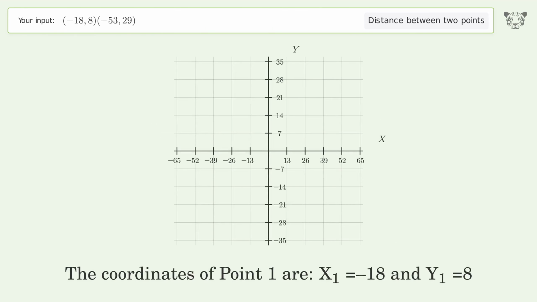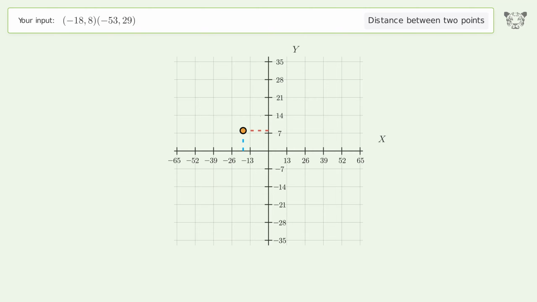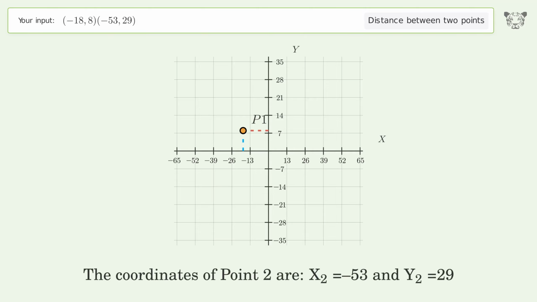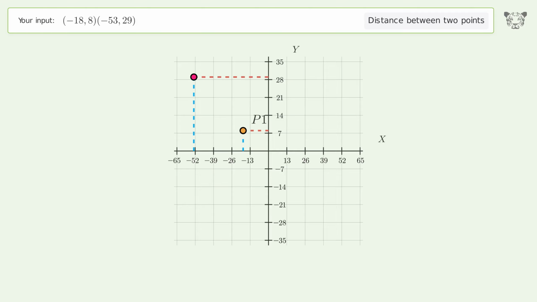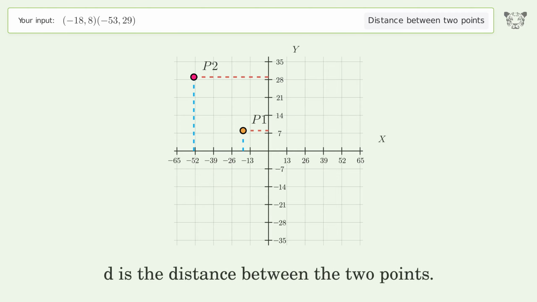The coordinates of point 1 are, x1 equals -18 and y1 equals 8. The coordinates of point 2 are, x2 equals -53 and y2 equals 29. D is the distance between the 2 points.